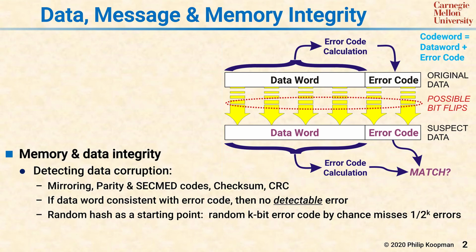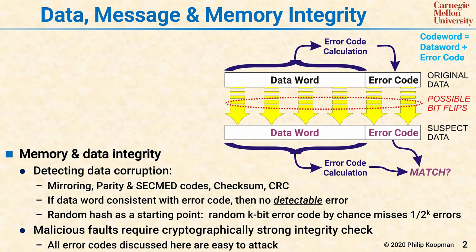I should note that malicious faults require cryptographically strong integrity checks. For this tutorial, we'll assume a non-malicious adversary, in other words, just plain random noise, not a person or computer program trying to intentionally fool the error code. All the error codes we discuss are in fact quite easily fooled by a malicious adversary, so this is only for accidental faults, not malicious faults.